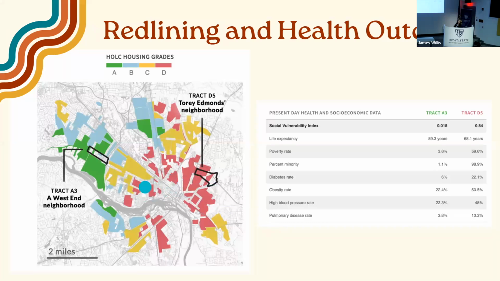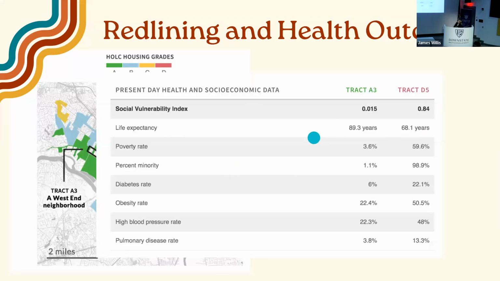But this study of Richmond compared this redlined neighborhood, the Tori Edmonds neighborhood, to a West End neighborhood that was greenlined and looked at a number of different data points. What it found is that life expectancy varied dramatically. In the green district, the life expectancy is almost 90 years, compared to those living in the redlined district, 68 years. Significant differences in poverty rate and percent minority, as well as significant differences in diabetes rates, obesity rates, and pulmonary disease rates.